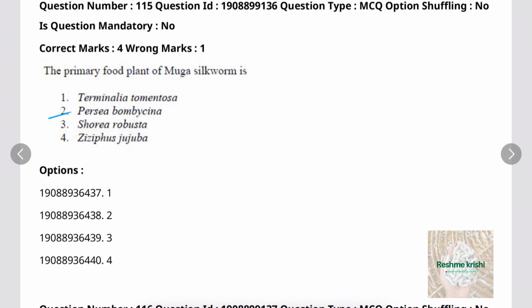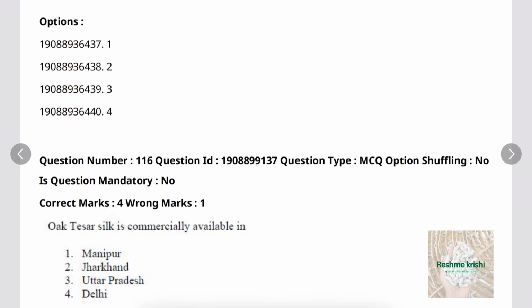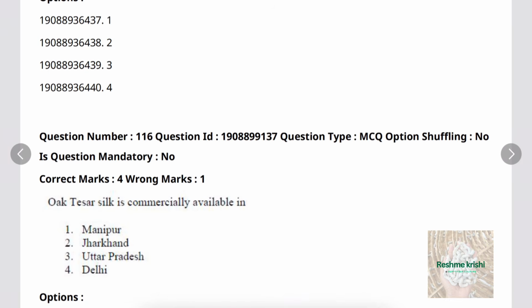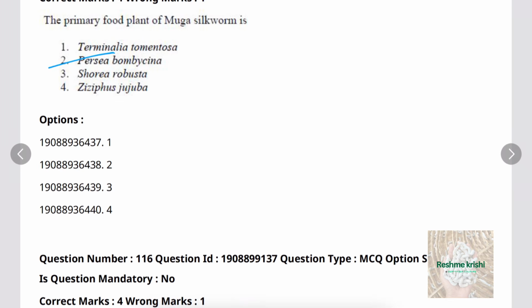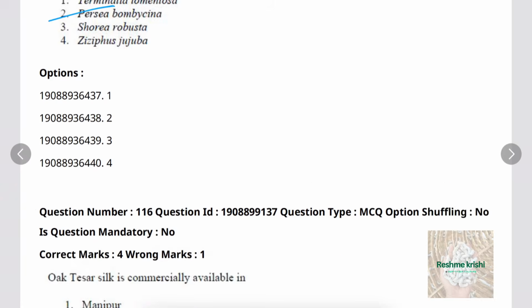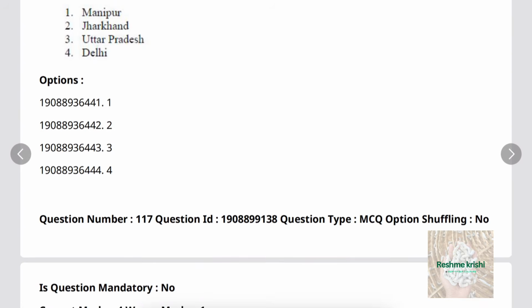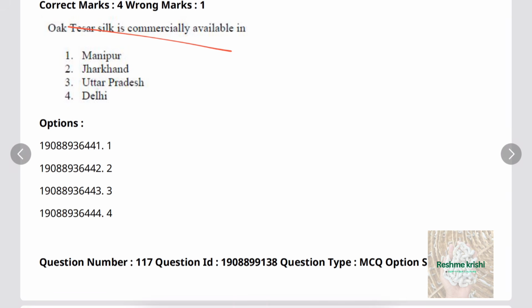The primary food plant of Muga silkworm is, straight away, the easiest question. You need to close your eyes and answer. What is this particular plant called? Som or Soalu? Alva? Which one is this? This is Som, Persea bombycina. Oak tassar is temperate tassar. Temperate tassar is found where? Cold condition is not there in Uttar Pradesh, cold condition can't be there. Delhi, cold condition can't be there. Manipur is the answer.